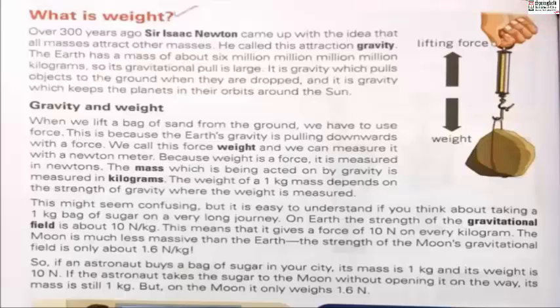What is weight? Over 300 years ago, Sir Isaac Newton came up with the idea that all masses attract other masses. He called this attraction gravity. The Earth has a very large mass, so its gravitational pull is large. It is gravity which pulls objects to the ground when they are dropped, and it is gravity which keeps the planets in their orbits around the sun.